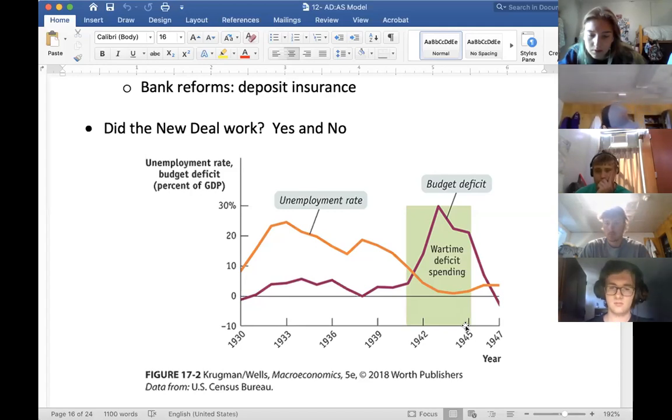When did we actually get unemployment down around 5% again? In the war buildup, right? And that's when we began to see huge increases in aggregate demand, right? That green area where we started spending more for the war. And so in many ways, the U.S. didn't become Keynesian until we started getting serious about fighting World War II.